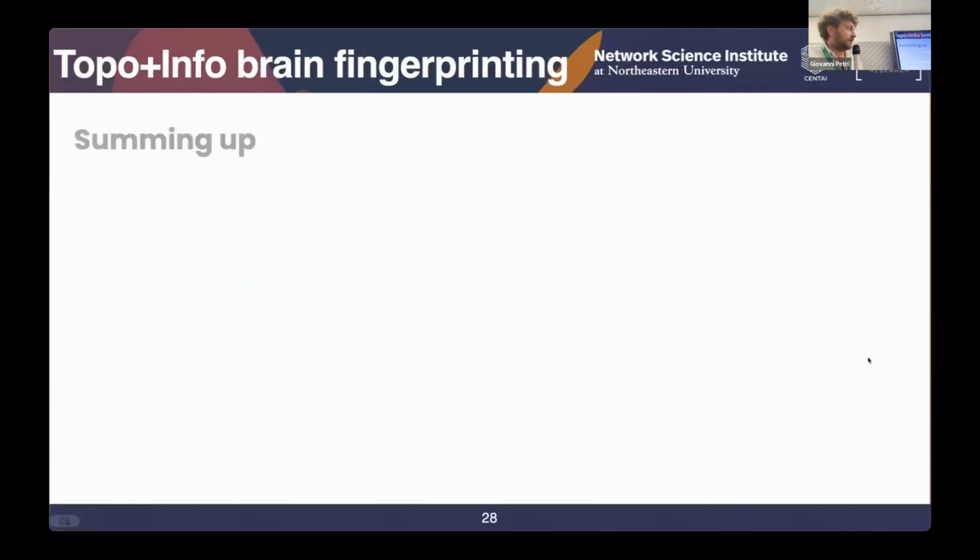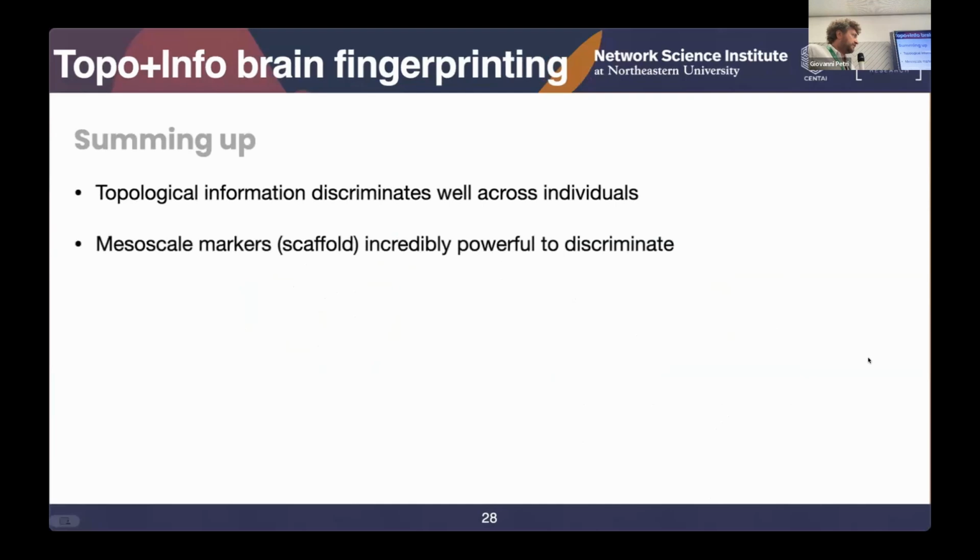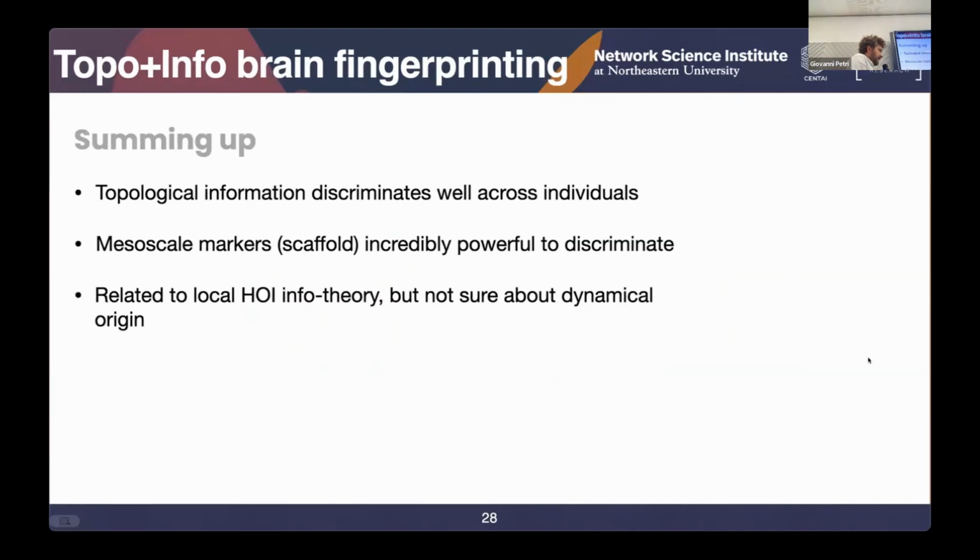So summing up, we have this topological information that discriminates super well across individuals. We have this mesoscale, again in the sense that these cycles are not the whole network, they're not super local, they can be of any size, and they're very, very powerful. We found a relation to, let's say, local information theory measures. Again, I've given you a link, but I don't have any idea about the dynamical origin. So we haven't reproduced this, for example, with computational whole brain models yet, okay? We know that there are some links, but we don't know.